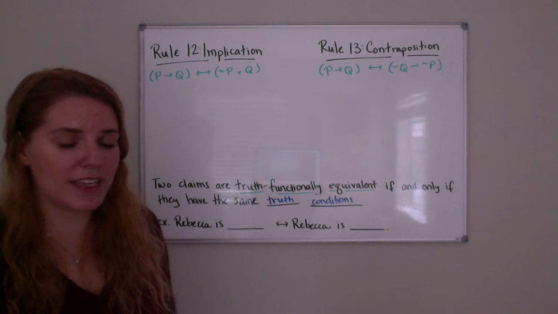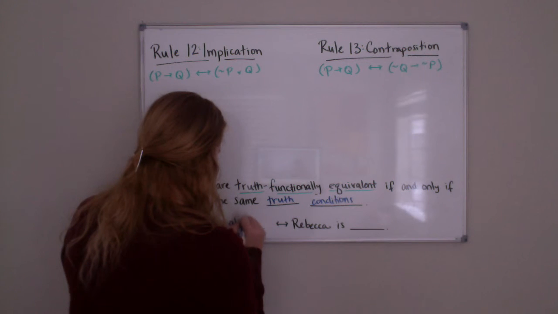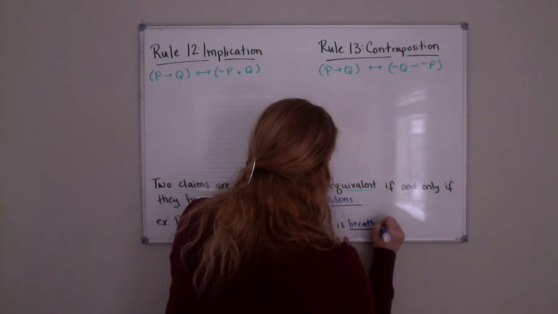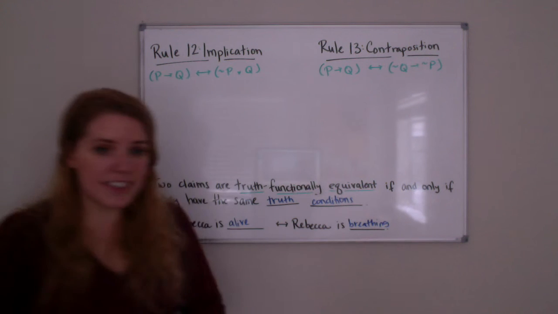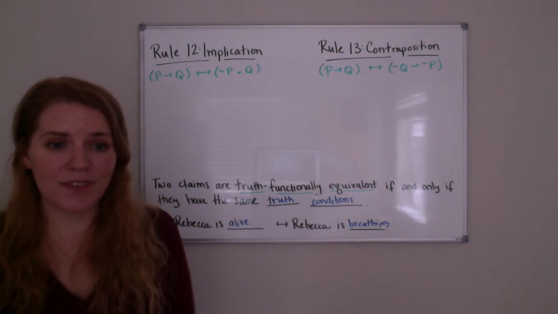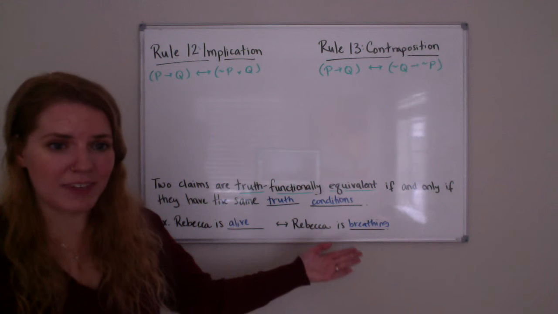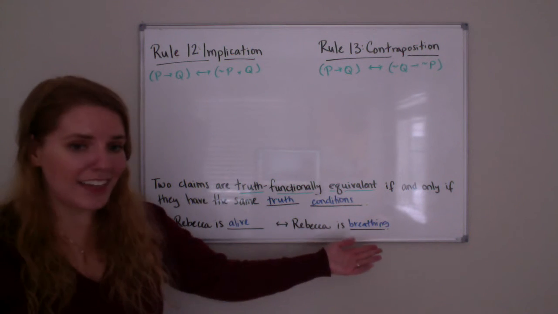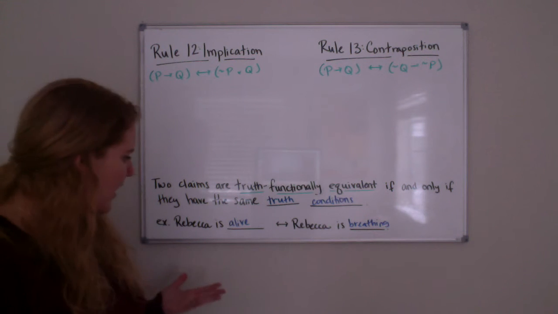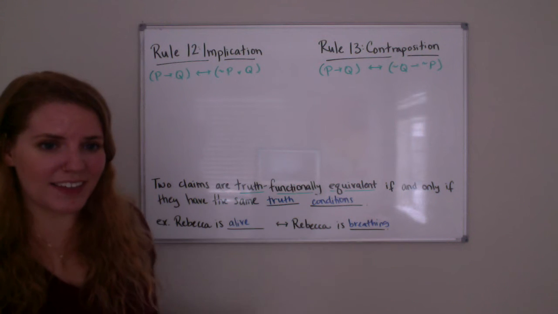So for example, we can take the two claims, Rebecca is alive and Rebecca is breathing. These are different claims, they're distinct, they say different things, and yet they're truth functionally equivalent because if one claim is true, then the other claim is necessarily true. And if one claim is false, then the other claim is necessarily false. I can't be alive and yet not breathing, and vice versa.